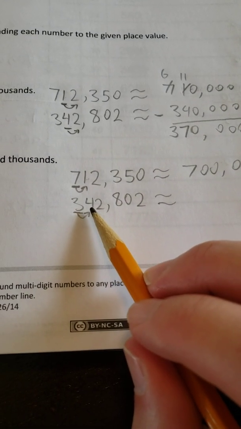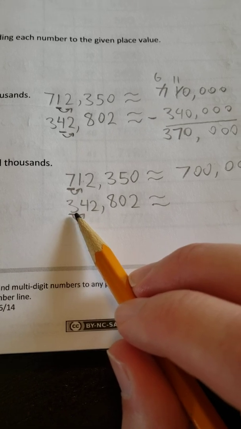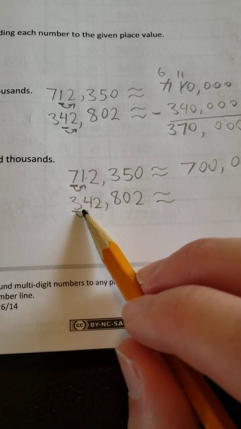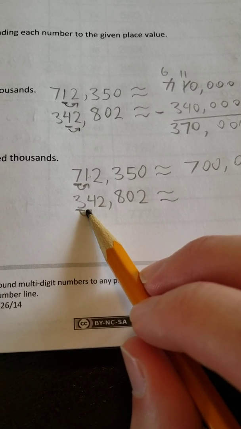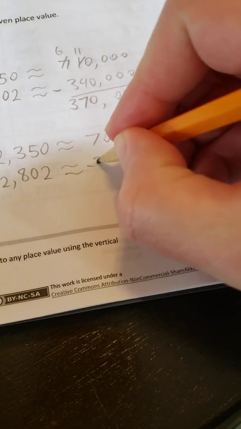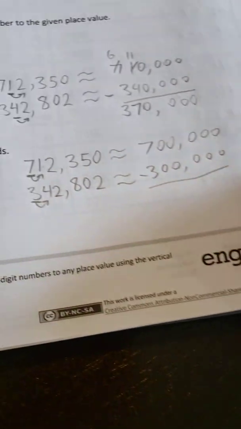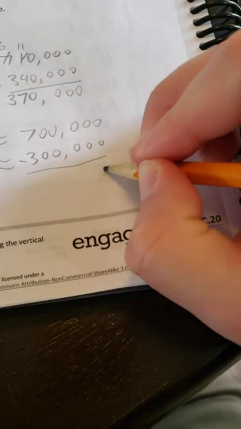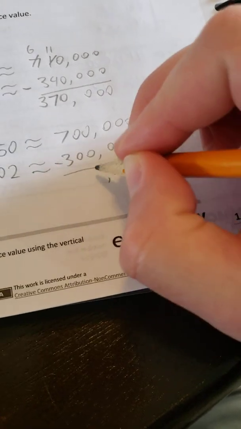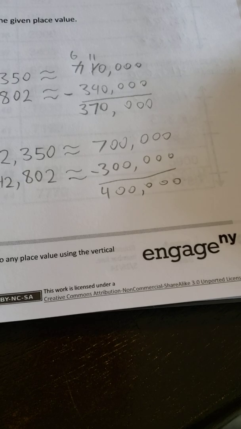And then this is a 4, so think about what this could round to if we're rounding to the nearest 100,000. It could either round to 300,000 or 400,000. That's all we could round it to. The 4 would go down to 300,000. So we're subtracting. These are going to be a lot of zeros here. 7 minus 3 is 4, so 400,000.